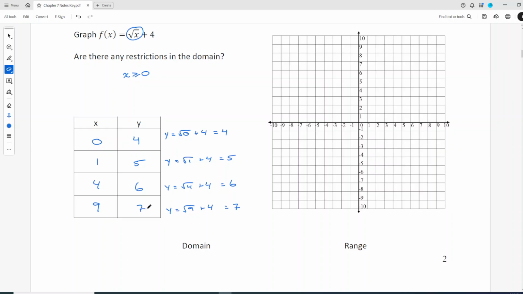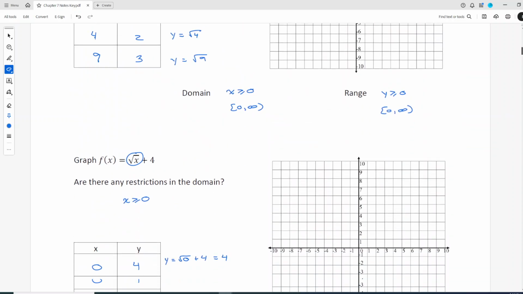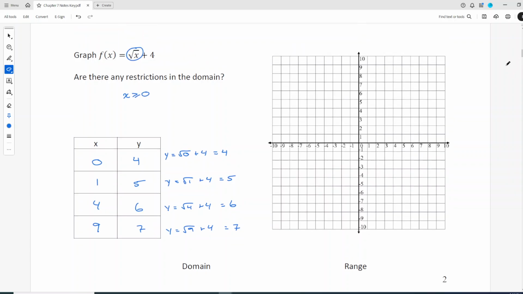If you notice, there's a pattern in these y values. When we graphed the last one, they went 0, 1, 2, 3. And this one, the only difference is instead of starting at 0, it's starting at 4, and it goes 4, 5, 6, 7. So let's plot these. We've got a point at (0, 4). We've got a point at (1, 5). We've got a point at (4, 6). And we've got a point at (9, 7).